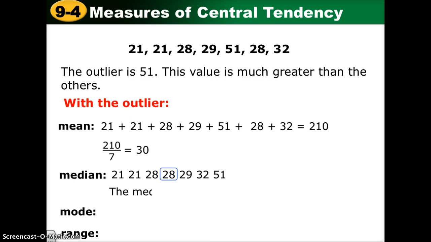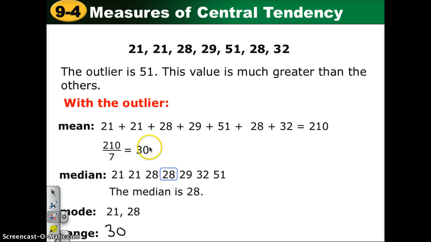These have all been calculated for you. These are the same numbers that you just saw on the previous slide. With the outlier included, the mean would be 30. 210 is the total of all the numbers added up, and there are 7 numbers, so we divide by 7 to get 30. The median is 28. Once we put the numbers in order, least to greatest, and find the middle, we find out 28 is the middle. The mode is both 21 and 28, and the range is 51 minus 21, which is 30. Same as the mean, but totally unrelated to the mean.